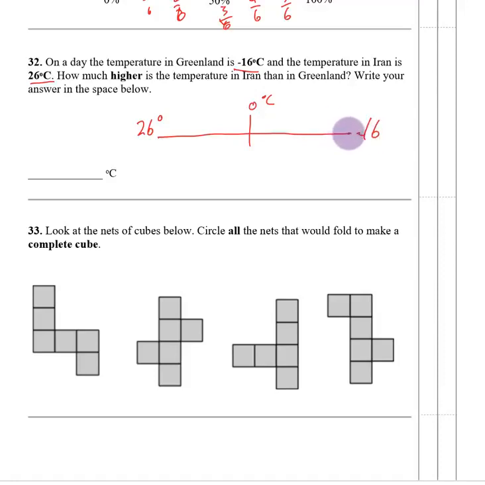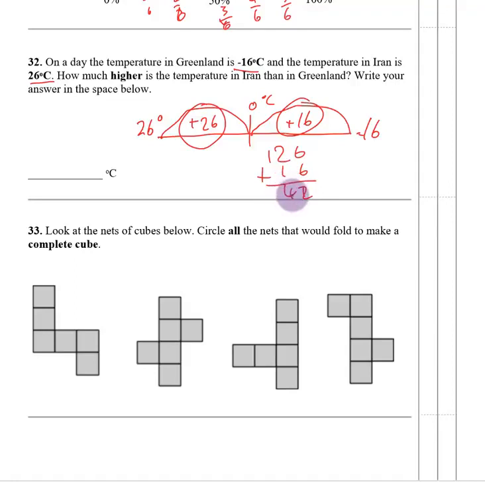So to find the difference between the two, what do you add to minus 16 to get to 0? You would add 16. And then what do you add to 0 to get to 26? You'd add 26. So to get from minus 16 up to 26, you've added 16 and then you've added 26. And that's why that works. So 26 add 16. 6 add 6 is 12. And then 2 add 1, give me my 4. So the difference between the temperatures would be 42. So that's how much higher it is.